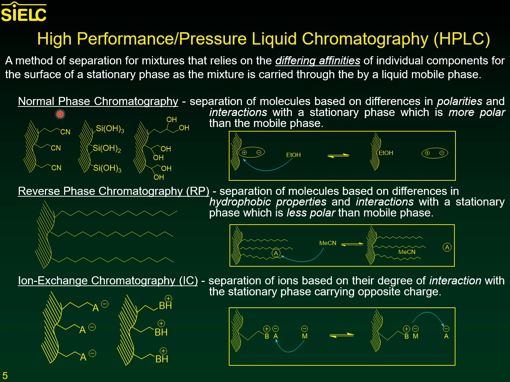The first is normal phase chromatography, wherein you are using a polar stationary phase, often coming in the form of silanols, and you are using a mobile phase that is less polar than your stationary phase, and you're separating compounds by their differing polarities. Also popular is reverse phase chromatography.